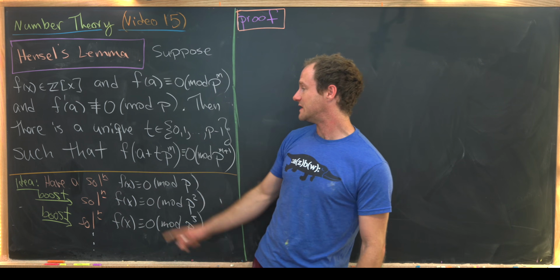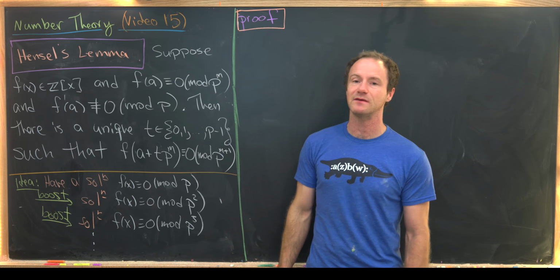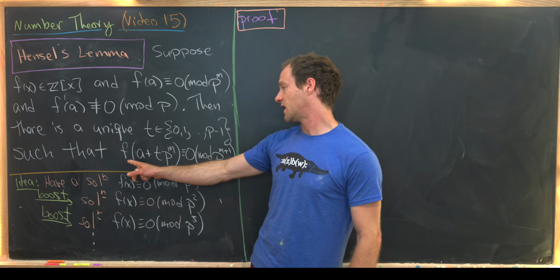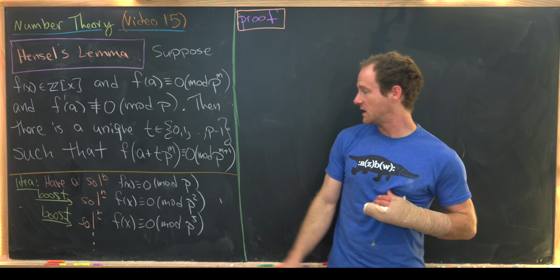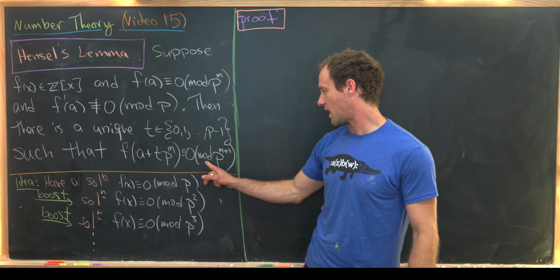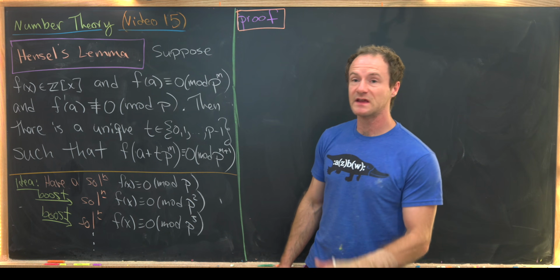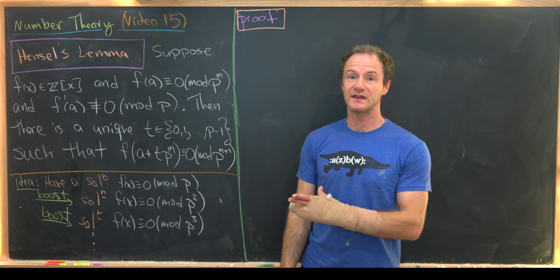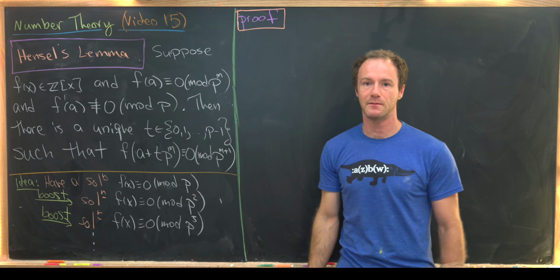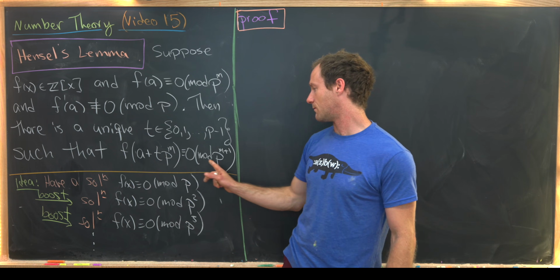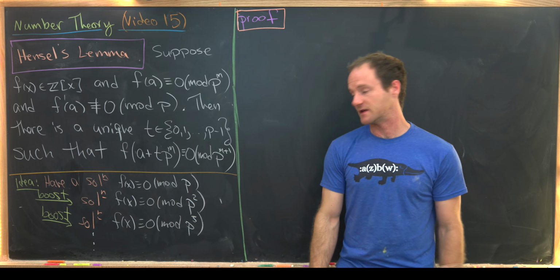Then there is a unique t, which comes from the set 0, 1, 2 up to p minus 1, such that f evaluated at a plus t p to the m is congruent to 0 mod p to the m plus 1. So let's look at this. This lemma gives us the ability to start with the solution mod p to the m and create a solution mod p to the m plus 1. So the idea goes like this.